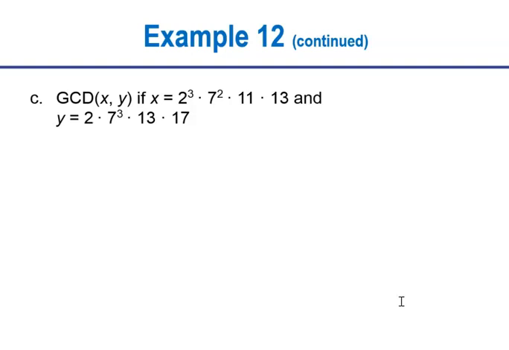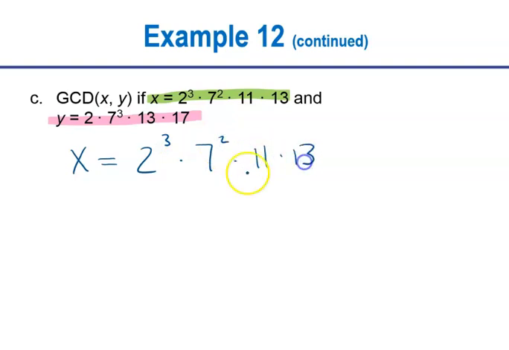What is the greatest common divisor of x and y if x is defined for us? So I'm going to highlight this. x is 2 to the third times 7 squared times 11 times 13. And y is defined to be 2 times 7 to the third times 13 times 7. I think I'm even going to go the extra step of just writing these right on top of each other. So 2 to the third times 7 squared times 11 times 13. Should we multiply all that out? Absolutely not.